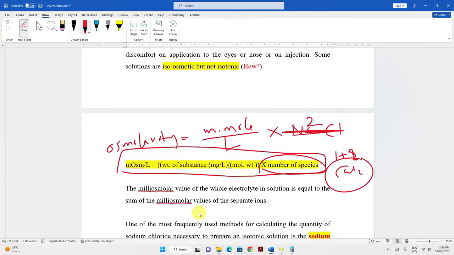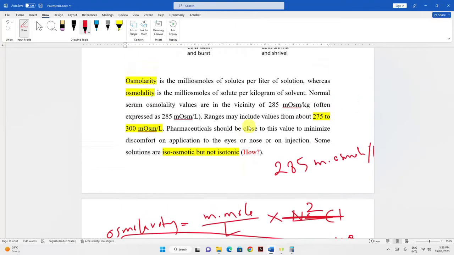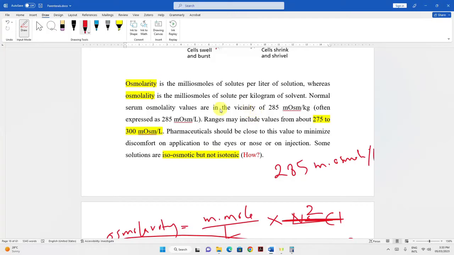You want to try and have your solution osmolarity similar to biologic fluids osmolarity, which is approximately 285 milliosmol per liter. Okay, let's talk more now.